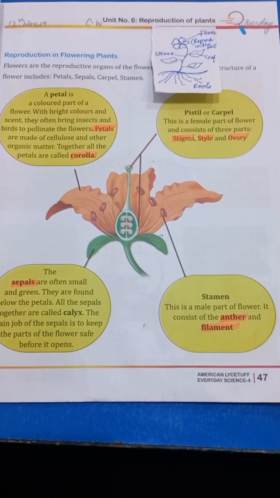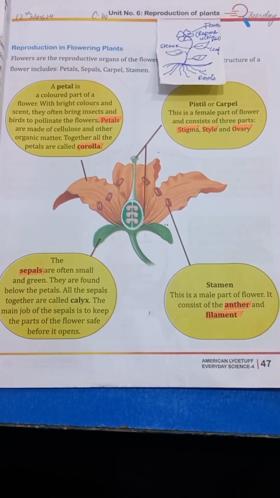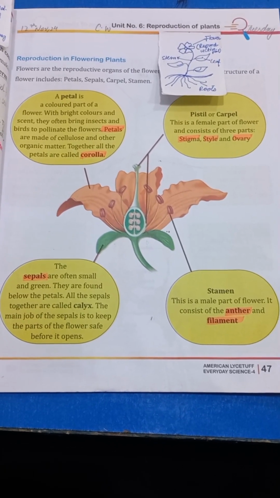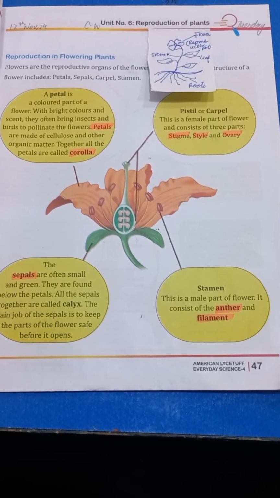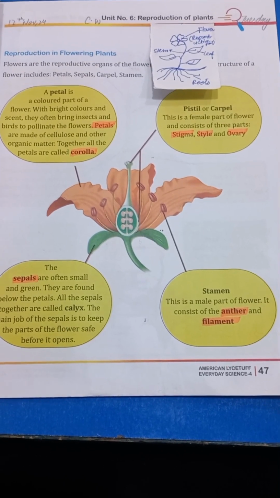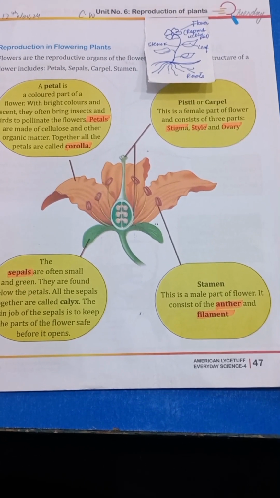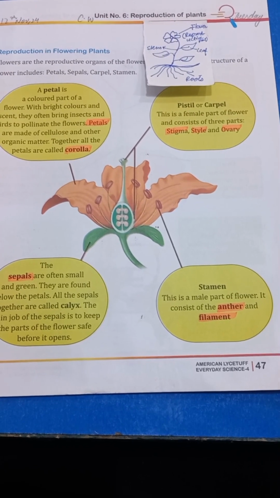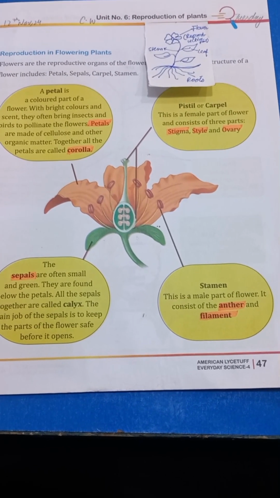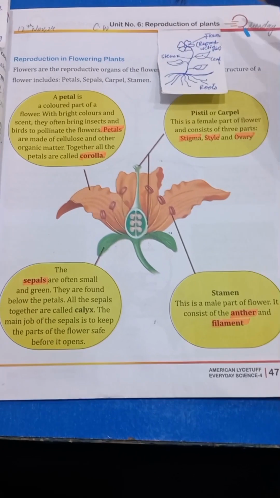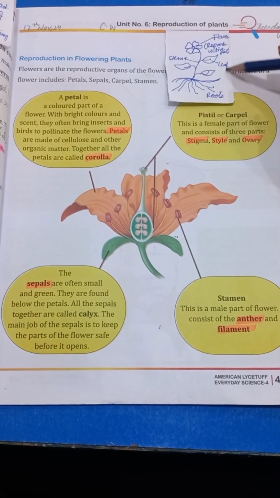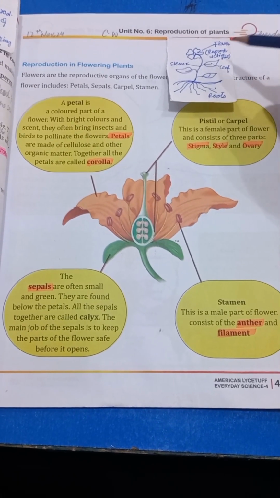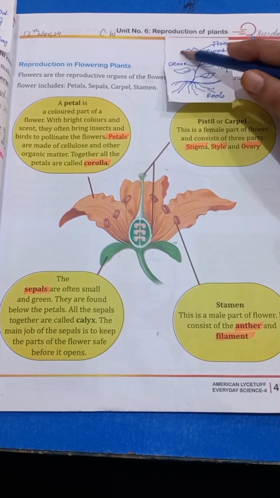So this is a very interesting topic, which is reproduction in flowering plants. What is a flowering plant? Flowering plants are the plants which produce flowers. As we discussed the parts of the flower in our previous lecture, the flowering plant has a flower, stem, true roots, and leaves. So this is a flowering plant which has all the parts of the plant. Okay, so the flower is a reproductive organ of the plant.